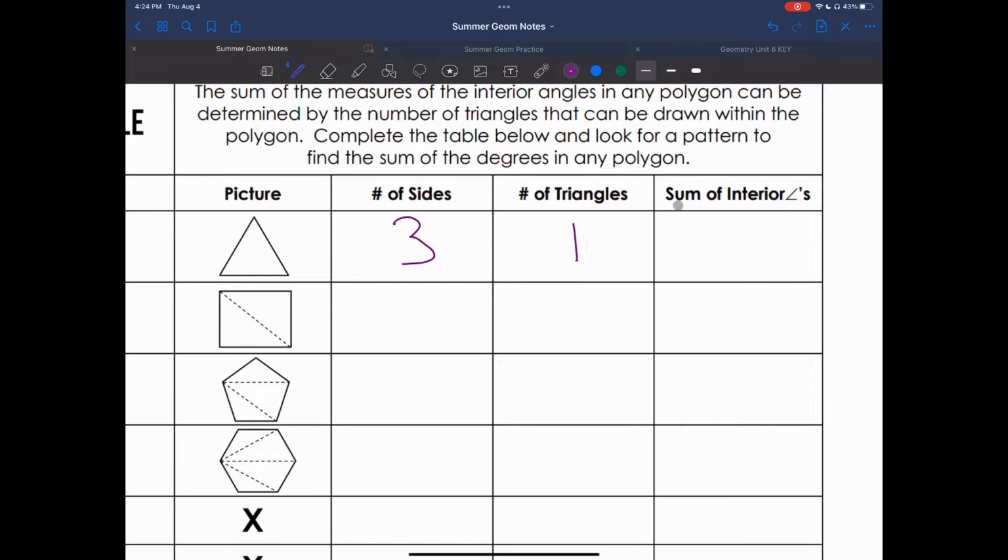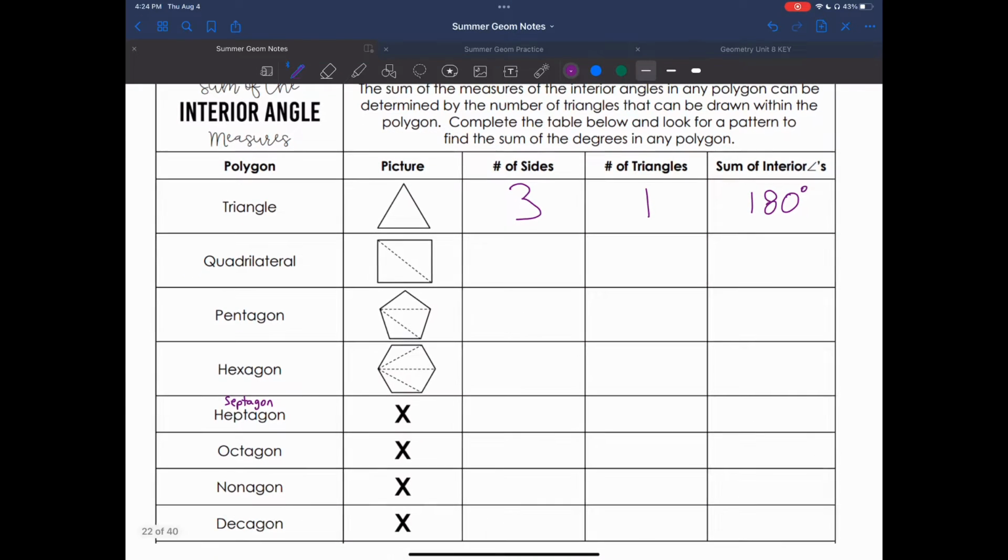And then the sum of the interior angles, we learned this a while back. When it says the sum of the interior angles, it means what's this plus this equal in any triangle. And if you remember, that is 180 degrees always. So basically what we want to do is divide all of the other polygons into how many triangles are within it, and use our knowledge of triangles to figure out what the sum total of the interior angles would be for that polygon. So let's look at the next one.